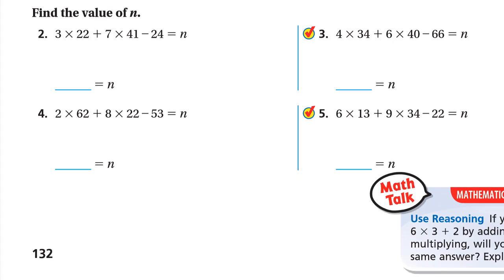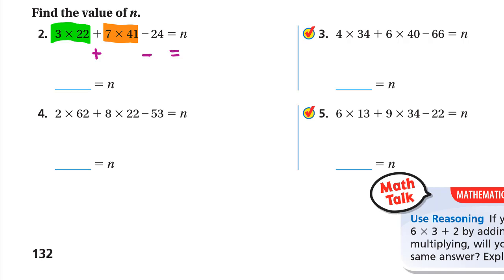Let's solve more. Find the value of n. Here we have 3 times 22. We have 7 times 41 and minus 24 equals n. So as we said, we will do the multiplication first. You can do it with me like this, guys. So the plus and the minus, I can't do them now. You can do it this way if you want. So I can do the multiplication first, and I can do it in one step.